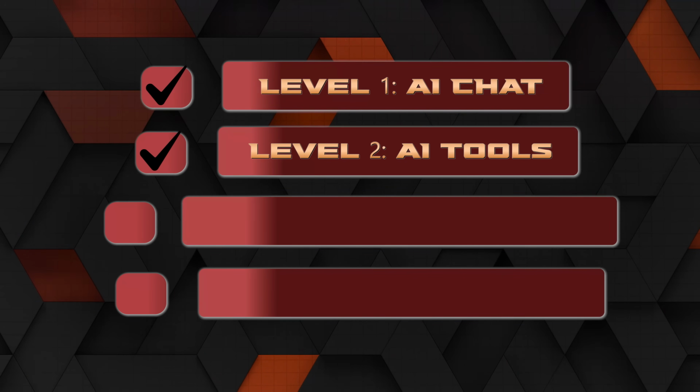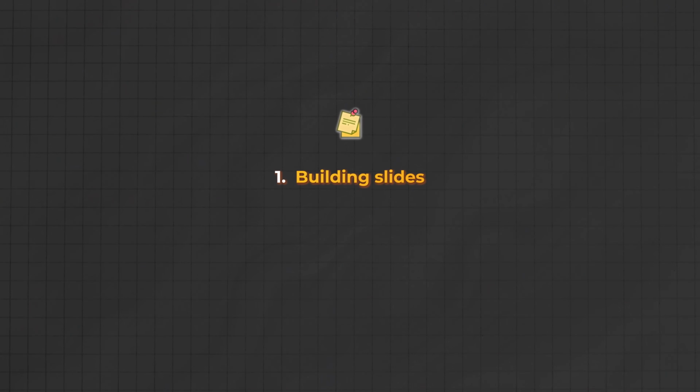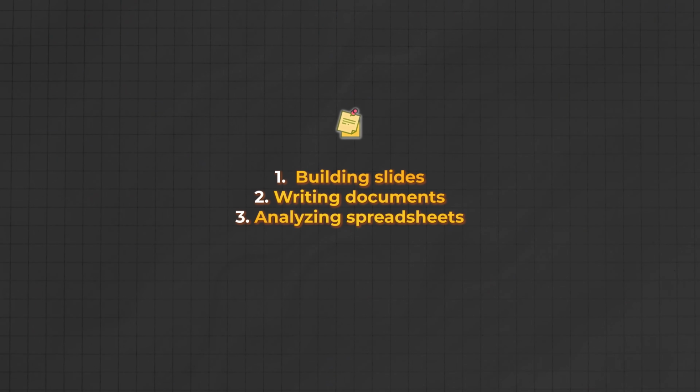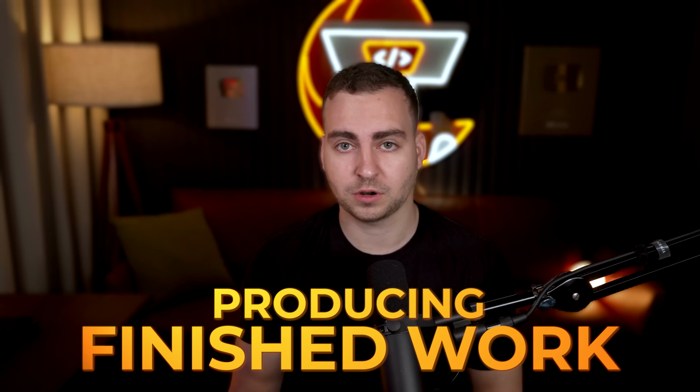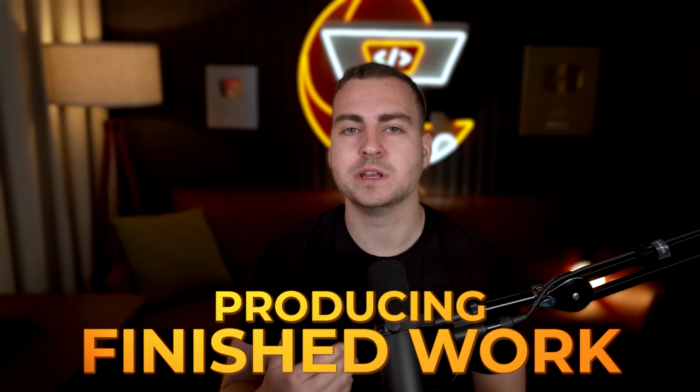Level 2 is AI tools. This is where AI starts doing specific jobs. So building slides, writing documents, analyzing spreadsheets, generating images, right? It's not just answering questions anymore, it's actually producing finished work. But you're still driving it, right? And you're initiating every task. As an example, you need a pitch deck or a slide deck for a client call tomorrow. Instead of spending 3 hours in PowerPoint, you describe what you need, and the AI produces a finished presentation that you can actually send.